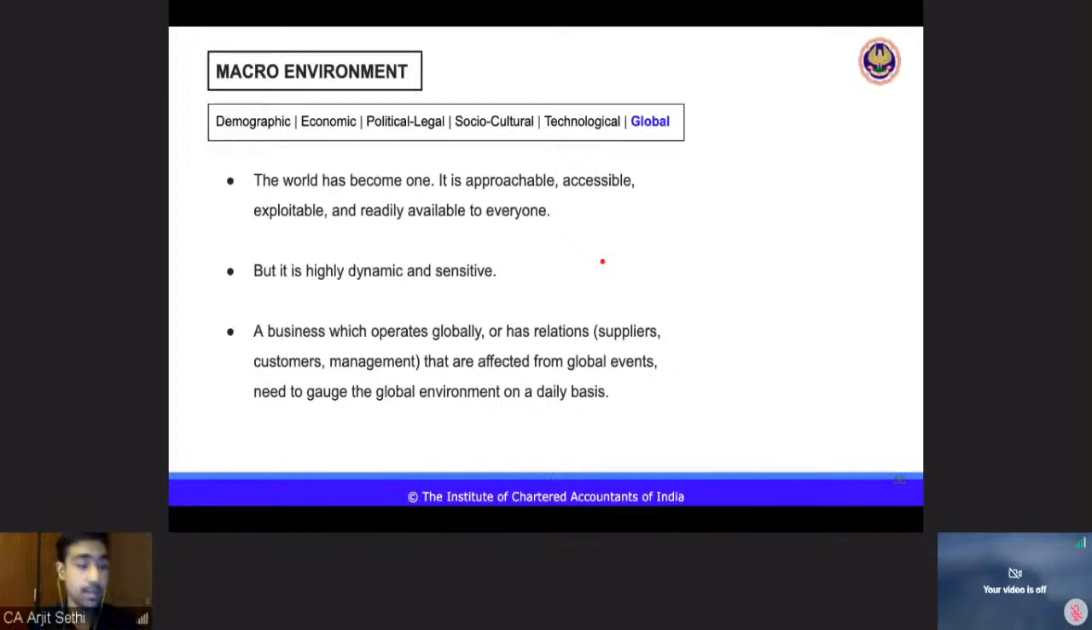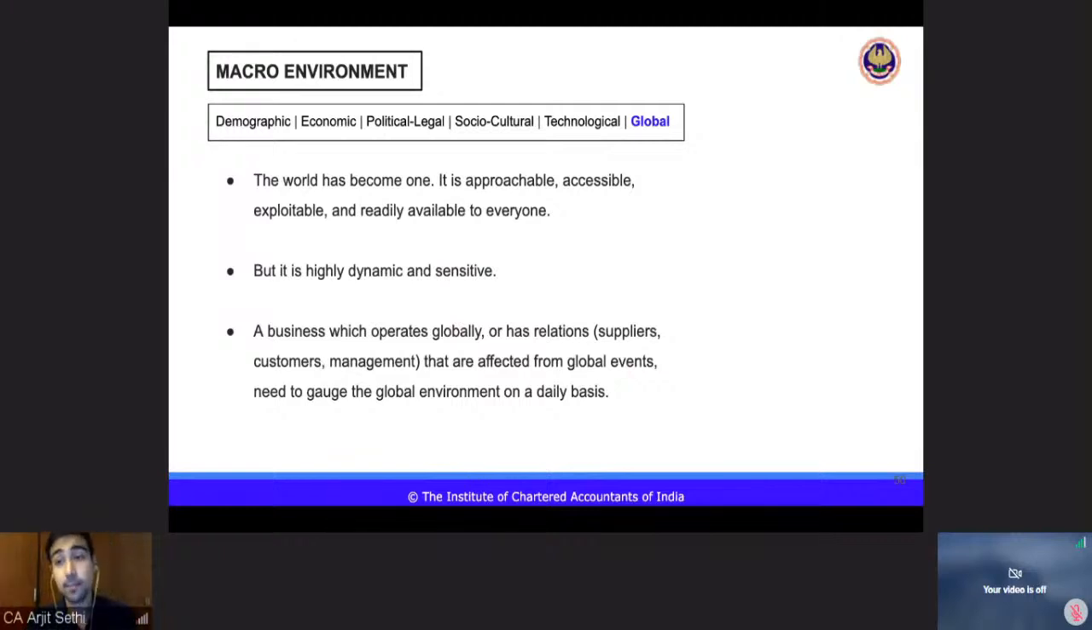And that all combines into global aspect, right? A business which operates globally or has relations, that means has suppliers or customers or management sitting in some other country. It has relations globally, right? That are affected from global events like the new US president is being selected, or North Korea is doing something in particular country.